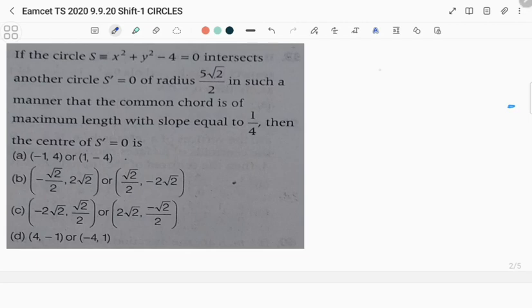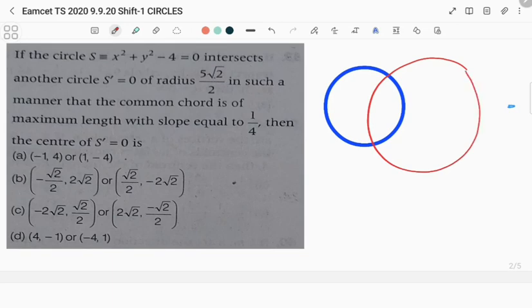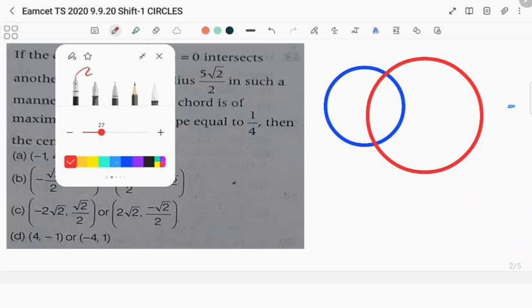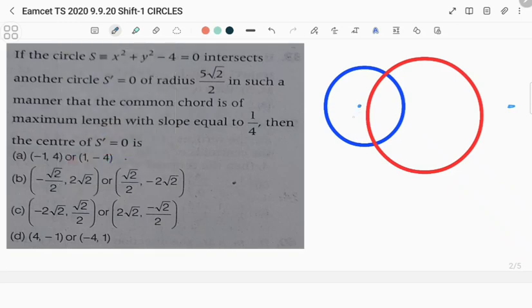So the first circle I am drawing here, dear students, and the second circle, which are intersecting in this way. So the first circle center is 0 comma 0, the second circle center we don't know, so we are assuming h comma k. They intersect in two distinct points, no? The second circle radius is given. Intersecting means there will be a common chord of the two circles. This point is A, this point is B, dear students. Common chord.